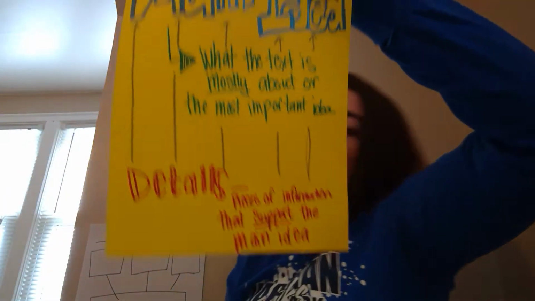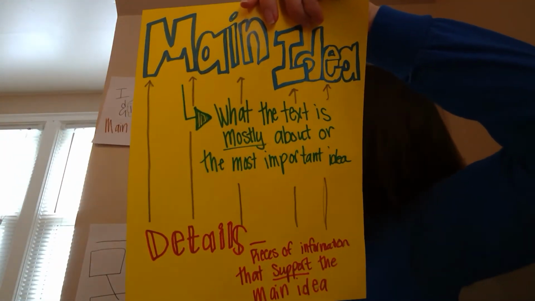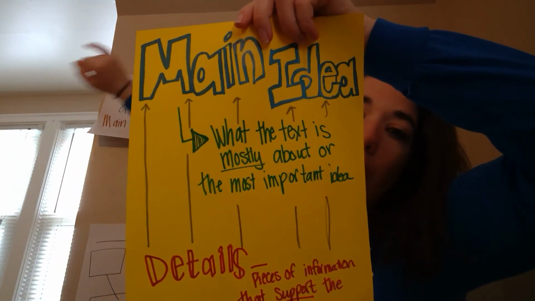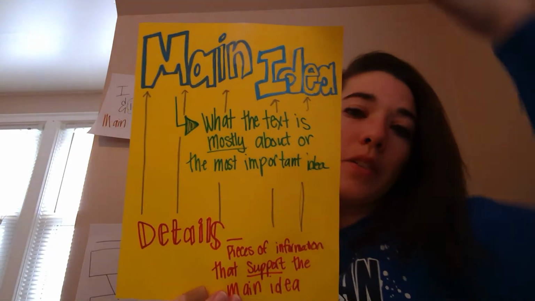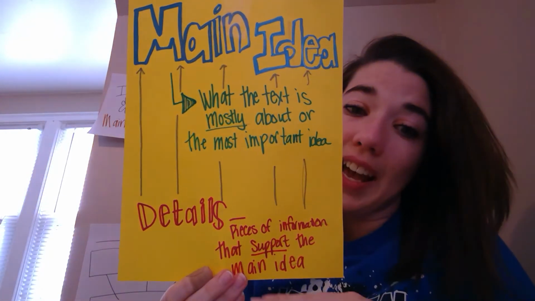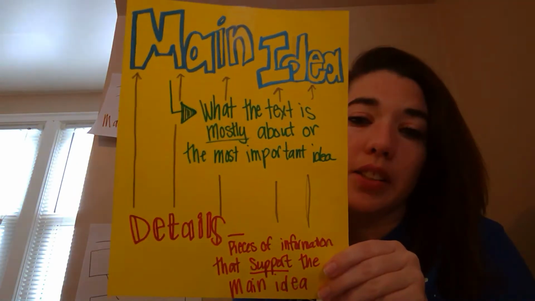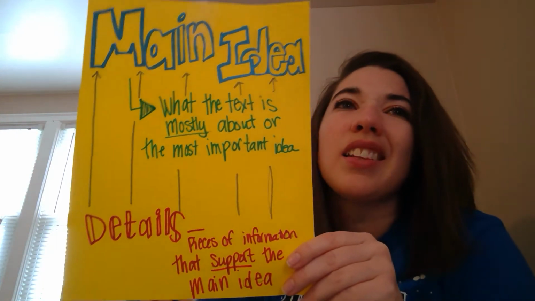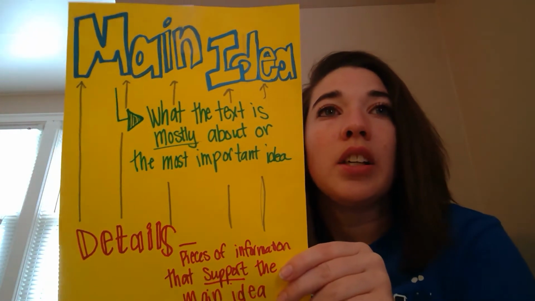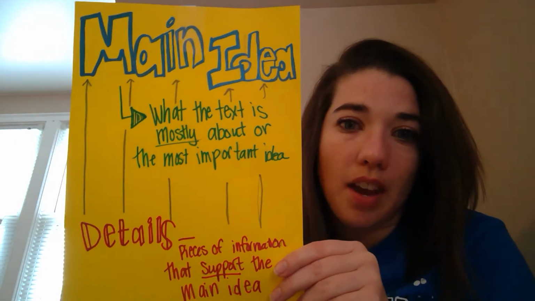You all have probably heard those words before because we have talked about them in writing, actually. When I find the main idea or write the main idea, it's what the text is mostly about or the most important thing in that text. Then, once I have that, we usually add details or read more details about it. The details are the pieces of information that support that main idea, like examples and more information about that topic.